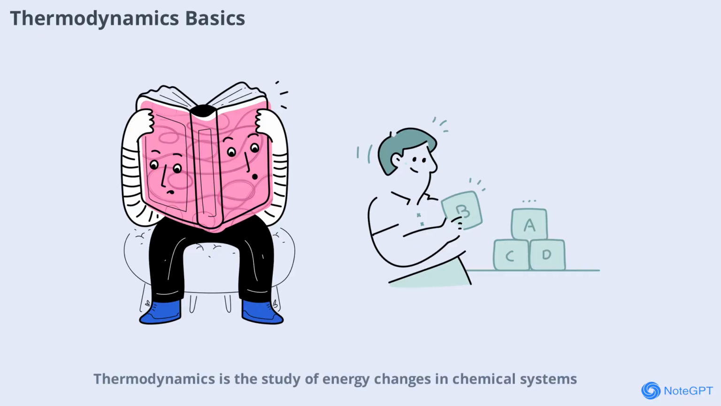Thermodynamics is the study of energy changes in chemical systems. We'll start with the basic concepts: systems, surroundings, and types of systems: open, closed, isolated. Understanding these terms is crucial for analyzing energy flow during chemical reactions. We'll also introduce the laws of thermodynamics, which form the backbone of this topic. These principles help us predict whether a reaction will occur spontaneously and how much energy is involved.